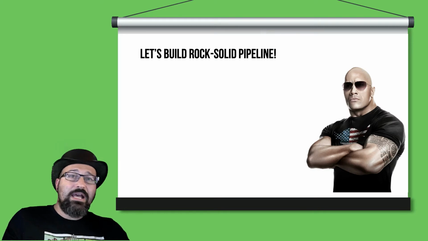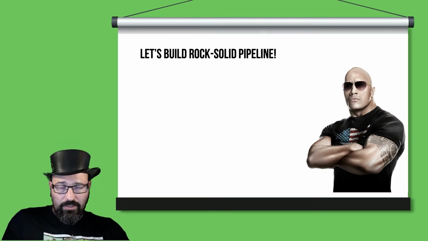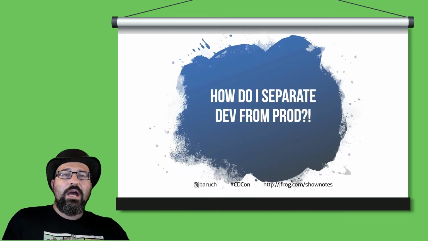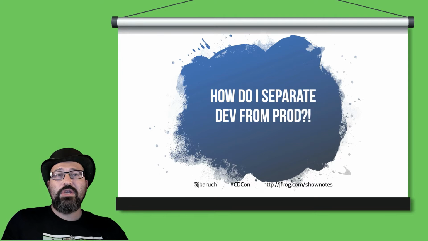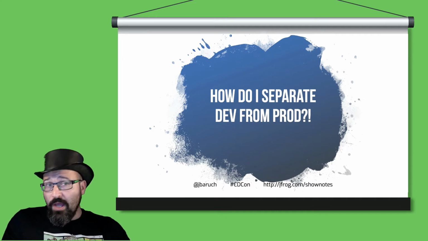So let's see how we can build this rock-solid pipeline with Docker. And by that I mean, how can we be sure that we separated development from production strongly enough that we can sleep well at night? We have a couple of options.